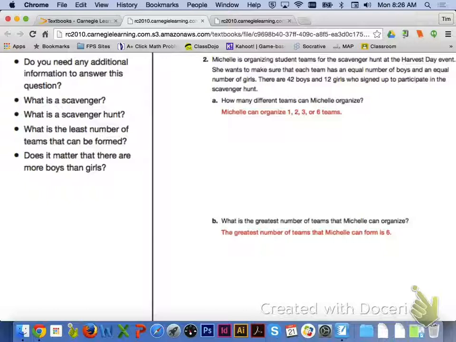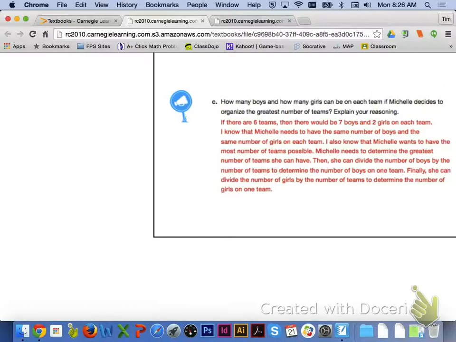For letter A, Michelle is going to be able to organize 1, 2, 3, or 6 teams for the scavenger hunt. For letter B, the greatest number of teams that she can form is going to be 6. For letter C then, if there are 6 teams, then there are going to be 7 boys and 2 girls on each team.